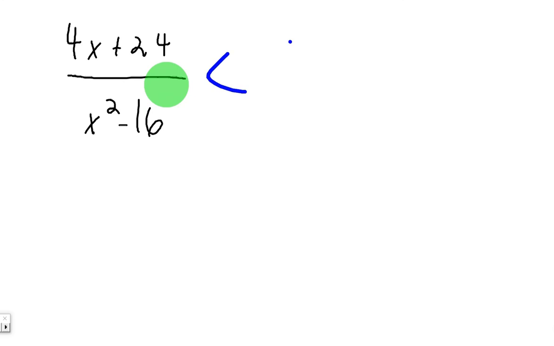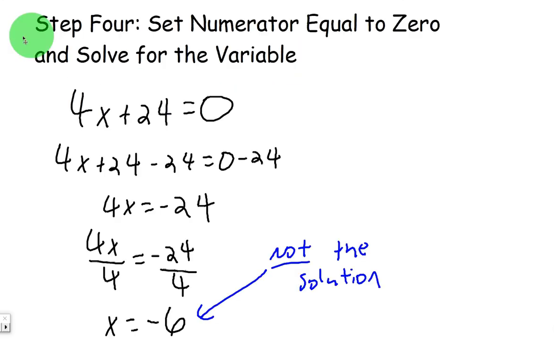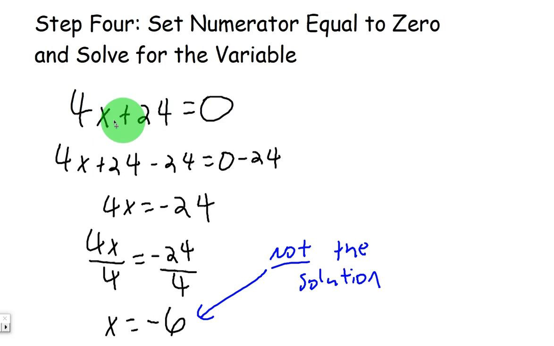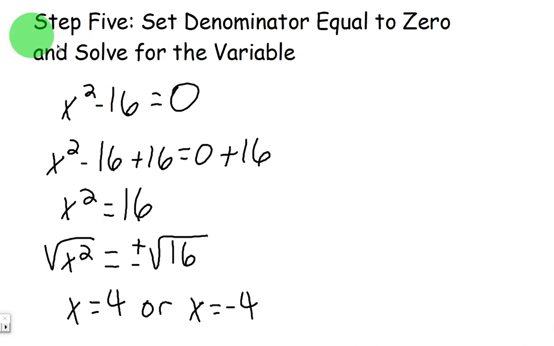Remember, this is all less than 0, so let's be clear about that. So now we're going to find kind of, not our test value, but kind of our marker value on the number line. So for step 4, we're going to set the numerator equal to 0 and solve for the variable. So we're going to set 4x plus 24 equal to 0, subtract 24 from both sides, divide by 4. x is equal to negative 6. Again, that's just a marker value. That's not our solution, obviously, because this is an inequality.